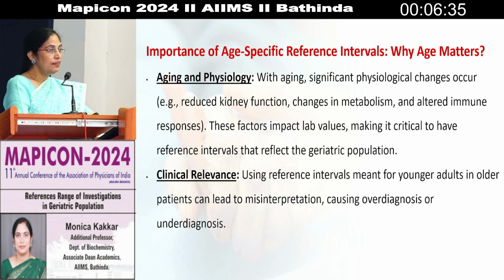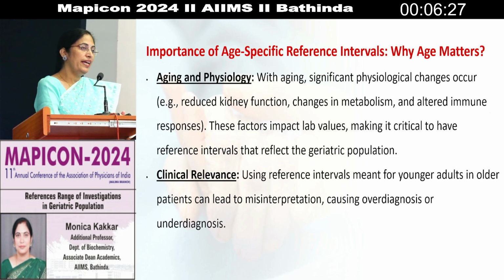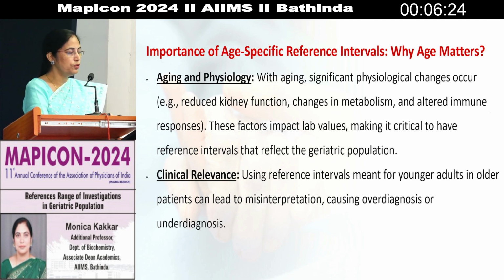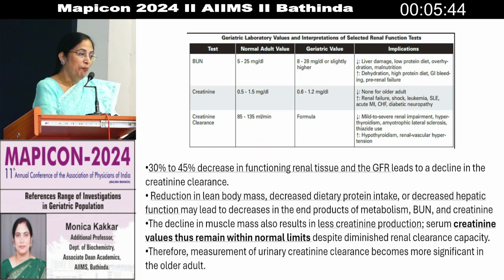Now, using the reference intervals of younger adults to interpret the health status of the geriatric population eventually leads to misinterpretation, over diagnosis, or under diagnosis of disease states. Here are a few examples which I have picked up from references available on studies which have already been conducted. Before discussing that, I would like to mention the basic limitations: these are very few studies from India, and the sample size is very, very small. So saying that these values are representative of the population, and that we can draw reference intervals from them, would be difficult. As you can see here, creatinine values do tend to increase a little.